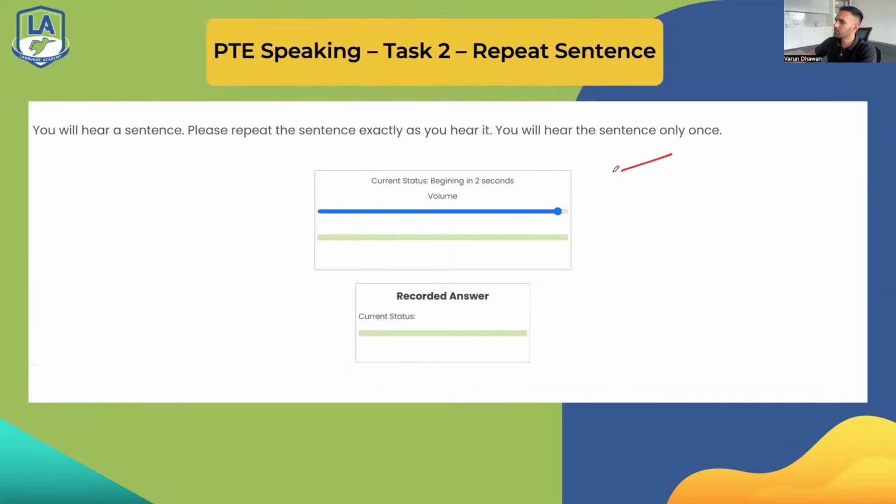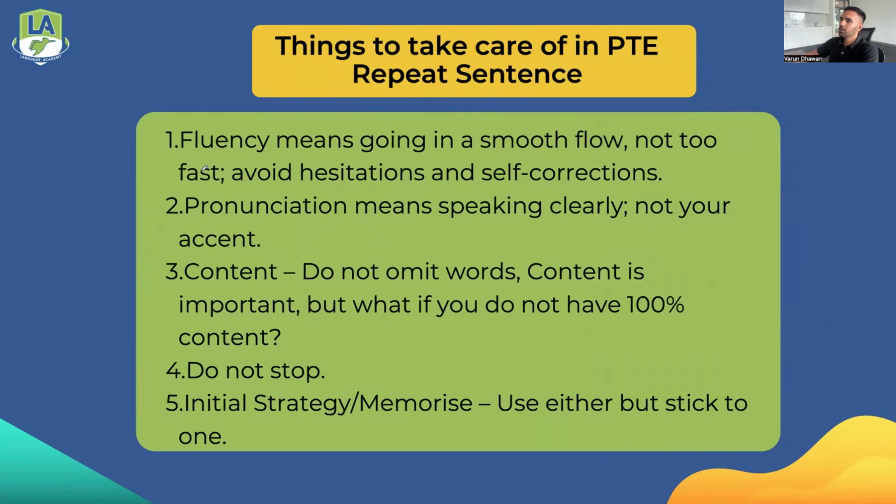Okay, this is how your screen is going to look like. So this is the audio bar and this is the recording bar. Once this finishes, this will start and you'll have to repeat the sentence. As I've told you, fluency means you have to go in a smooth flow, not too fast, and avoid hesitations. Pronunciation means you have to speak clearly. It's not about your accent. For content, I've explained to you. PTE guideline says that you have to repeat 100% in correct sequence if you have to get 3 on 3. But I can tell you 70 to 80% clearly and confidently, it's fine.